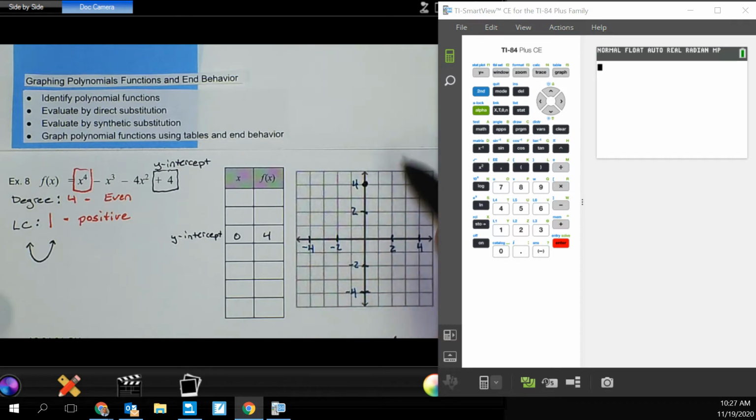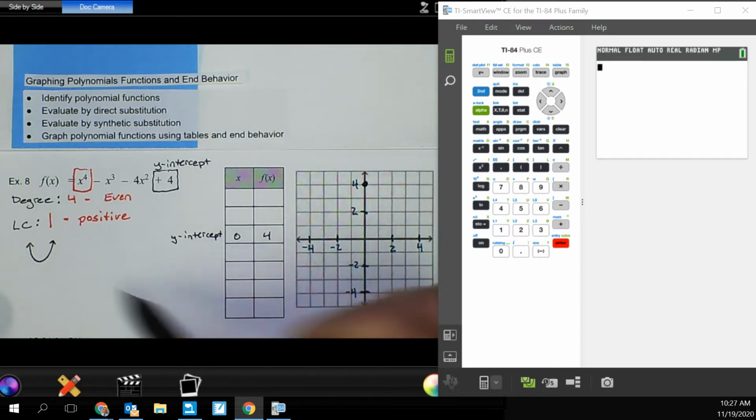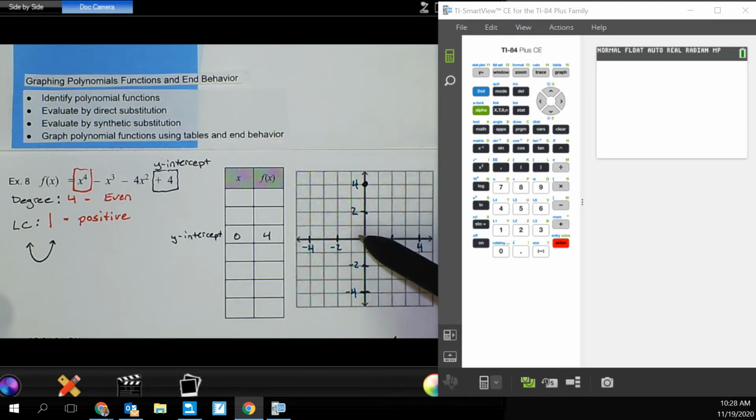I don't know anything else about the graph, and I know that the end behavior is going to go like that, and all the other points I'm not sure about. So this is where I'm going to use my calculator, and we're actually going to type this into the calculator and see what it looks like.